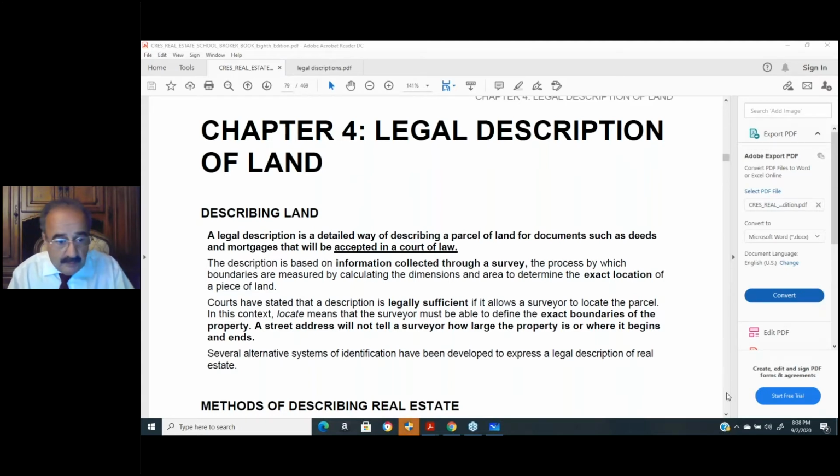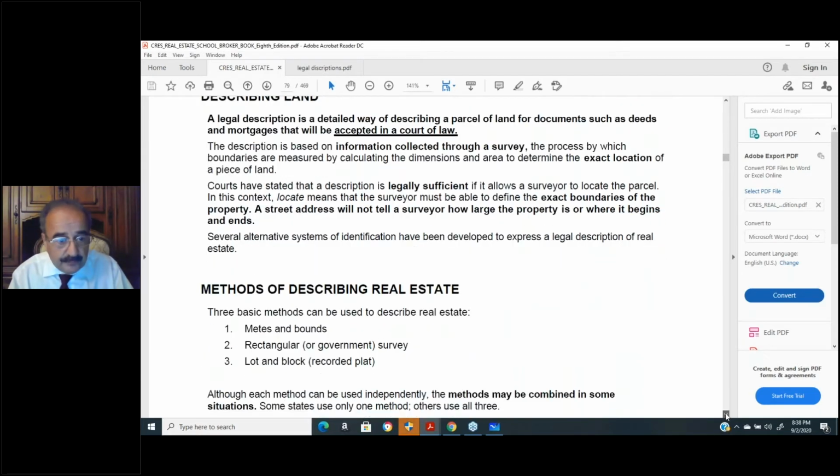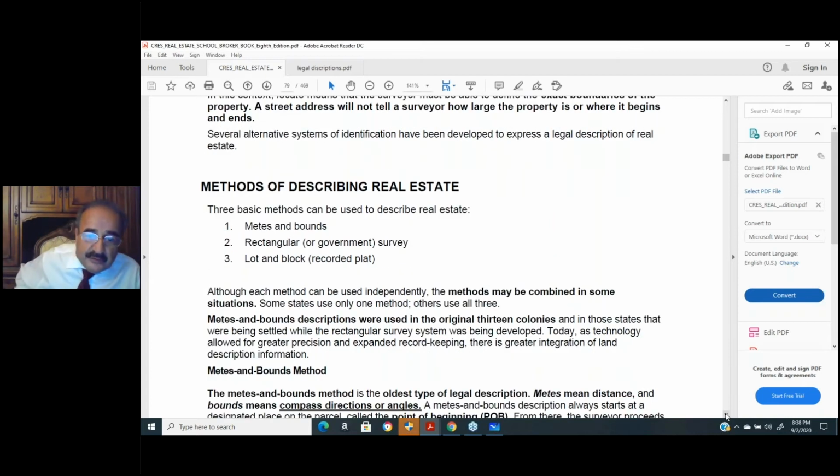All right. So, methods of describing real estate. Let me scroll down a little bit. There are three basic methods that are used in the United States. Number one is called the metes and bounds description. The other is called the rectangular government survey system, and the third one is called the lot and block or recorded plat map system. Since the state of Illinois uses all three of them, you have to be familiar with all three of them as well. Now, two paragraphs down where it says metes and bounds, highlight, put an X by that one.